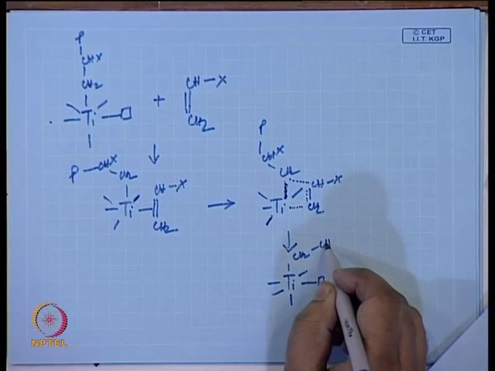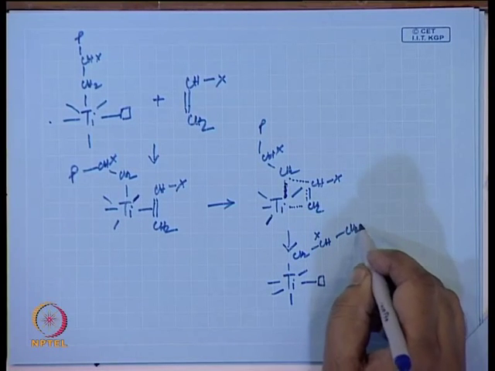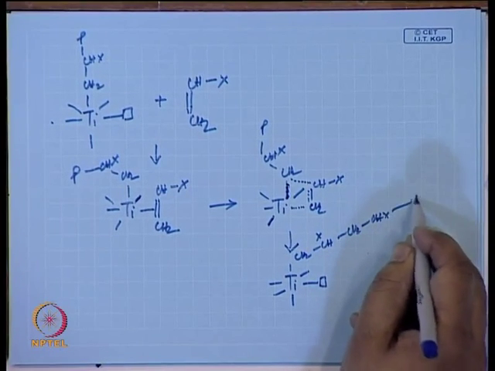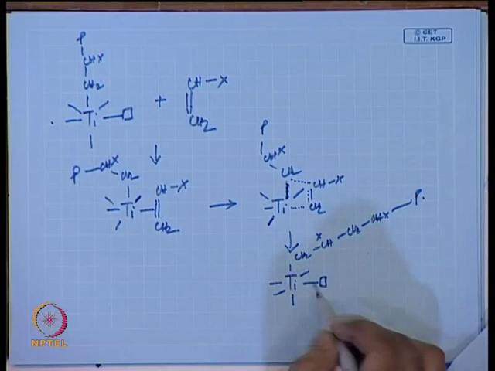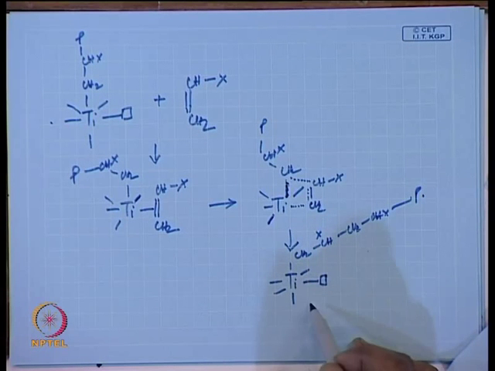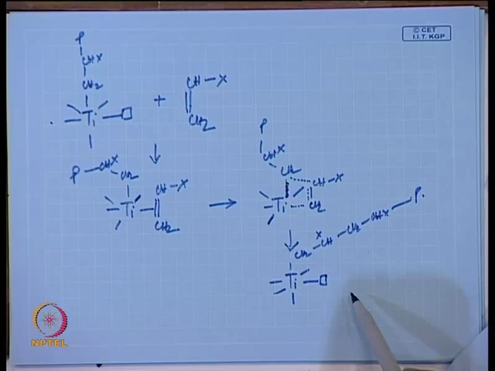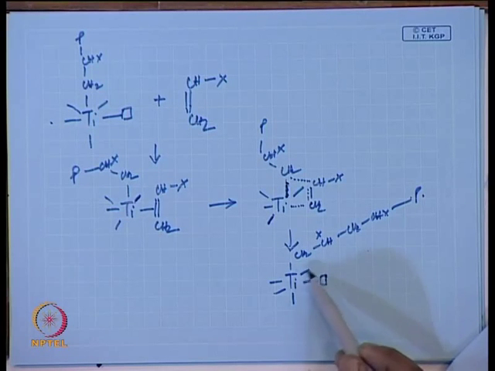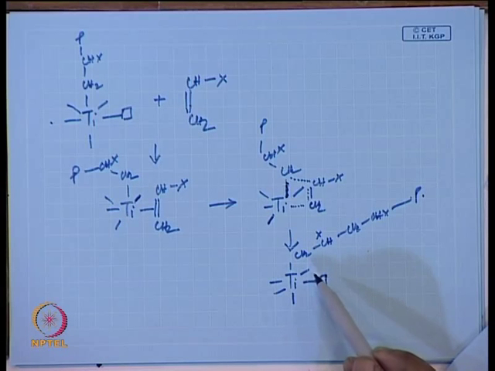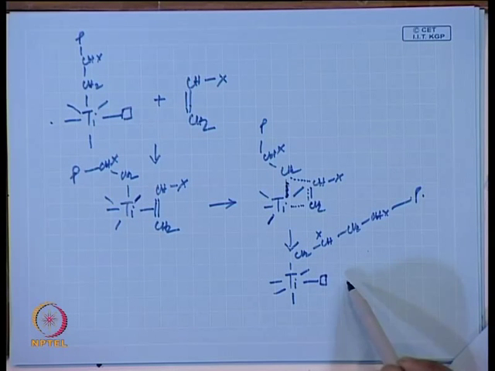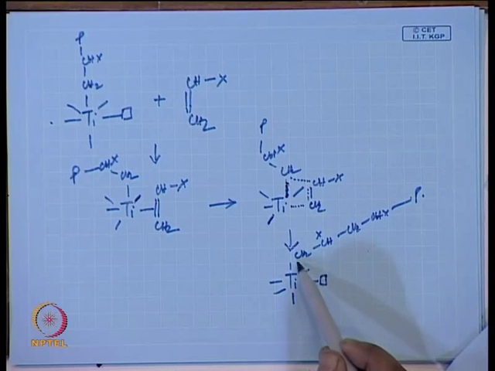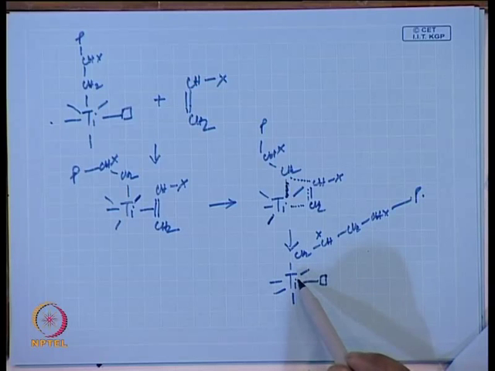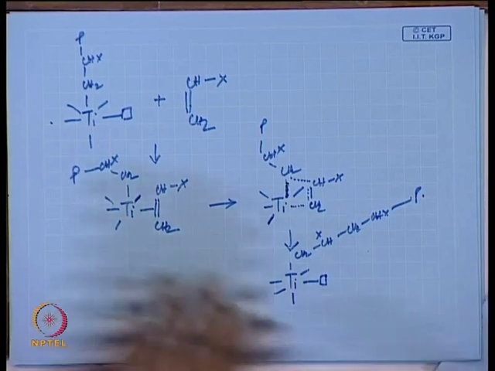So, CH2CHX, CH2CHX P. Okay. So, now this active center is regenerated. So, again one more monomer comes and the 4 membered cyclic transition state formation takes place and the monomer gets inserted in the titanium carbon bond. So, the linear polymerization takes place.